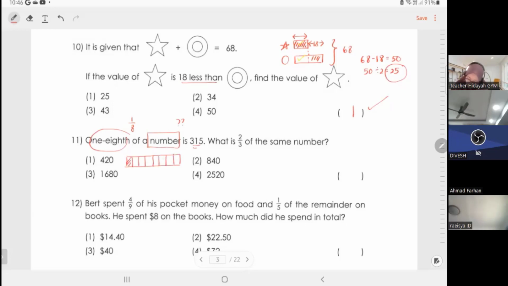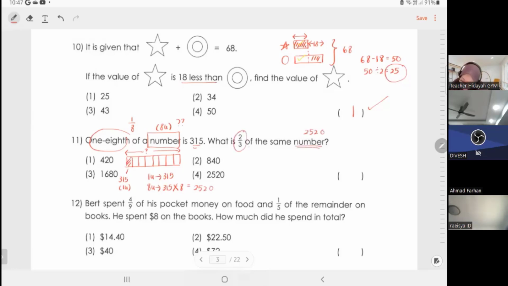I have 1/8 is 315. The number is the whole thing. This is the number. So you know that this is 1 unit. 1 unit is 315. The whole number is everything. Everything is 8 units. Agree? So 8 units will be 315 times 8, not divided by 8, times 8. And my answer will be 2520. This is my number. So the same number is 2520.